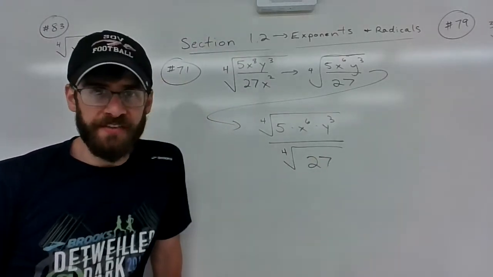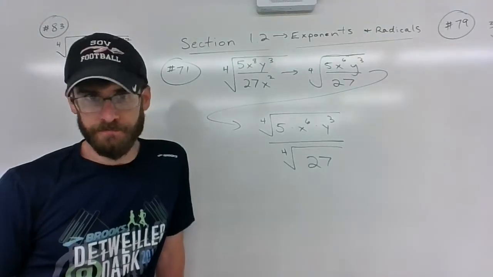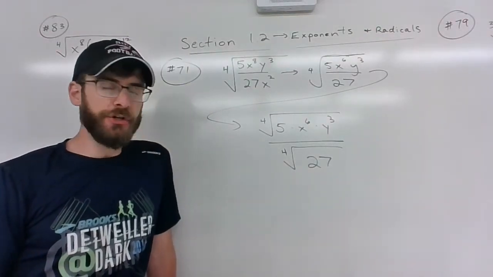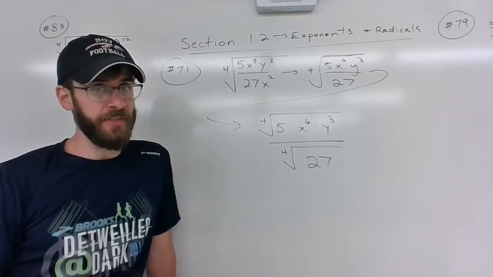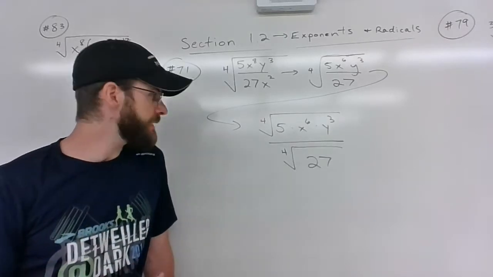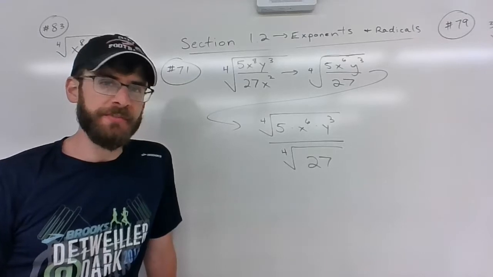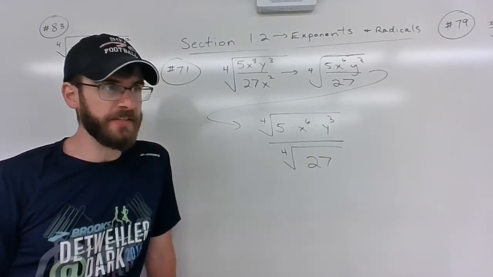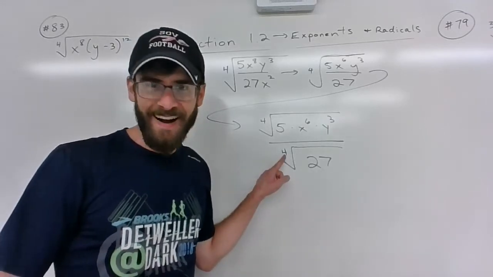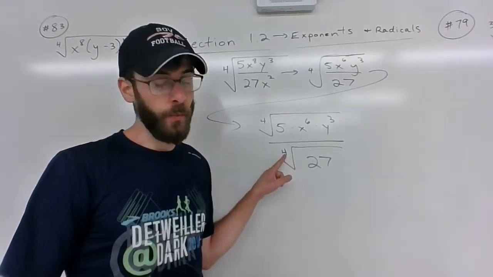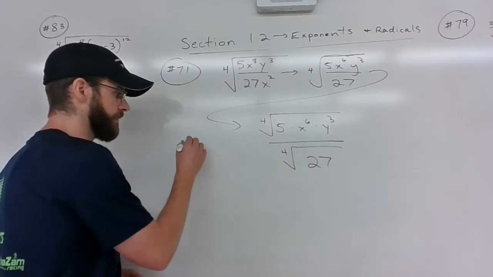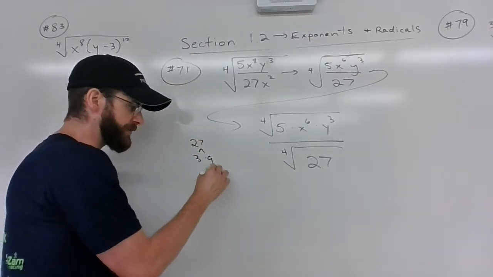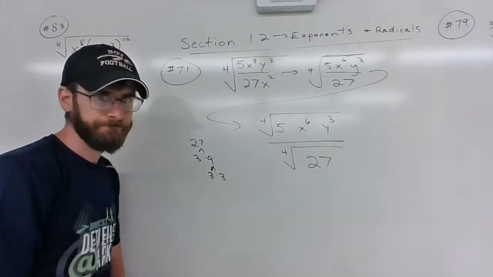The 4th root of 27 is not a perfect 4th power, all right? What we need to do is figure out a way to make that number nice and neat. Now here's where you do some investigation. You ask yourself, can I break down 27 in any way that makes it so that we get 4 of a kind? We're actually pretty close, because 27 is 3 times 3 times 3.